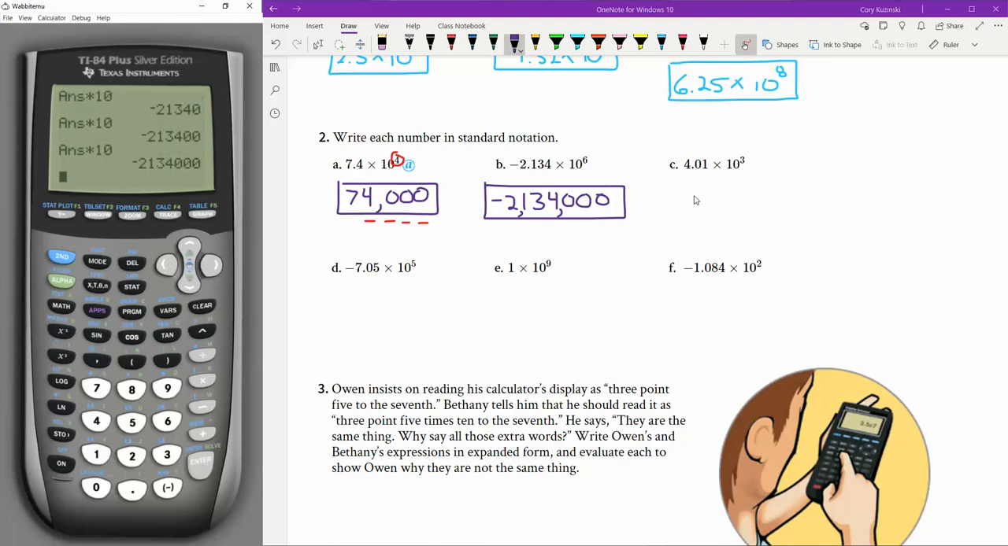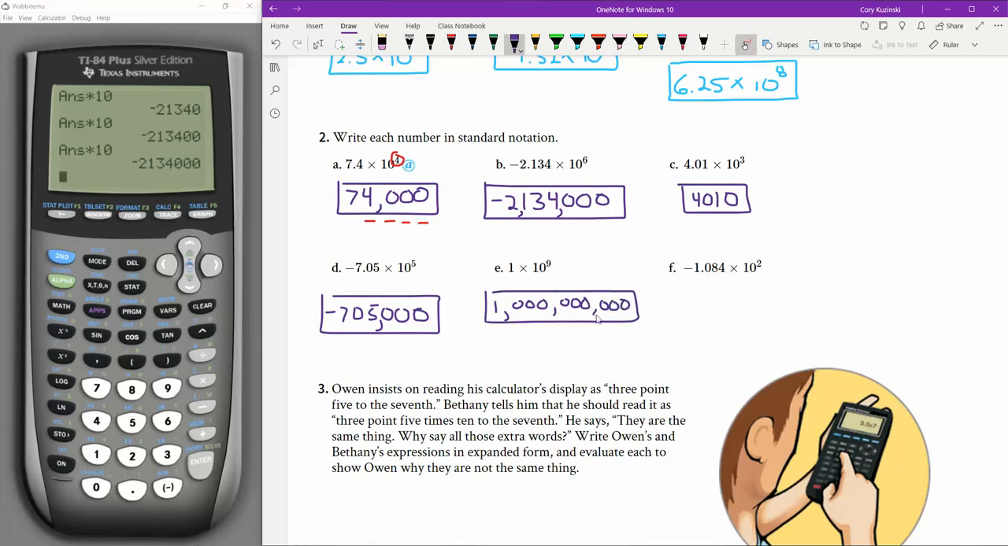There we go. So this is 4, and then the 0, 1, that's 2 places, and then a third place. So 4,010, -7 point, no, we don't want the decimal point. 1, 2 places, 3, 4, 5 places. 1 times 10 to the 9th, well, that's 1 billion, because 1 times 10 to the 3rd is 1,000, 1 times 10 to the 6th is 1,000,000, 1 times 10 to the 9th is 1 billion. 1, 2, 3, 4, 5, 6, 7, 8, 9. Probably should be typing these. My answers would be a lot neater to read.